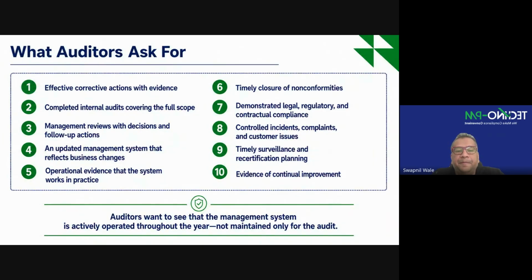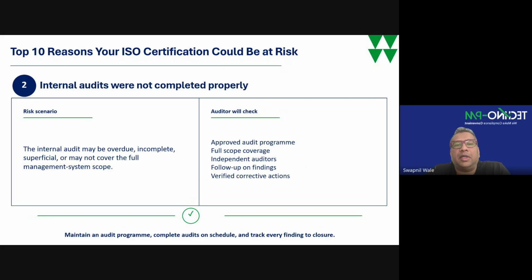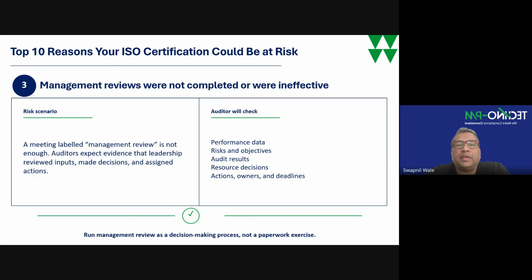So it is very important that you do what you said you will do in your policies. Moving on, we're just going to quickly look at the different reasons and what auditors check. Non-conformities were closed only on paper. So what they look at is root cause analysis, corrective actions, and whether it was verified or not. If you implement a change, you have to make sure you verify it as well. Internal audits were not completed. They look at your full audit program, at what you did with any findings, and whether you made sure there was enough coverage.